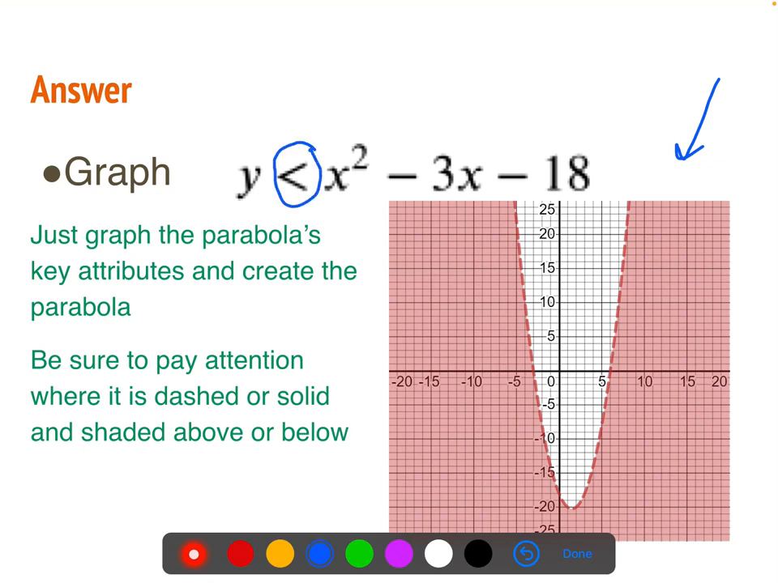Now the less than sign means that this is going to be dashed, which as you can see it is dashed. And the less than itself means it's going to be shaded below. So all this should be shaded below the problem. So I went to Desmos and put him in.